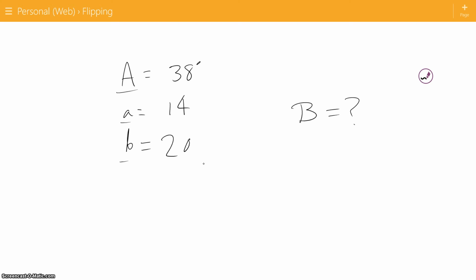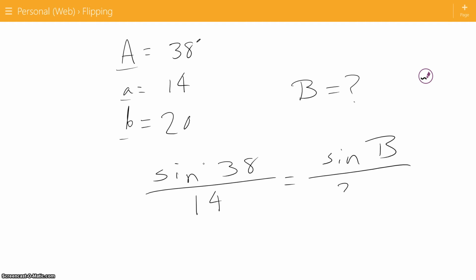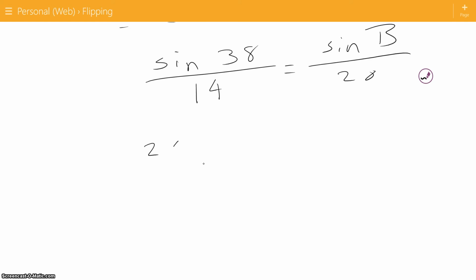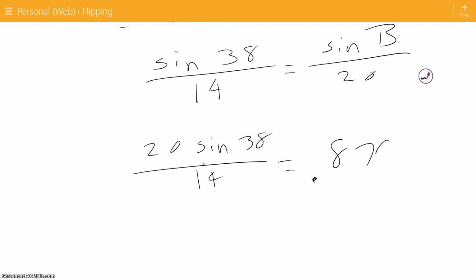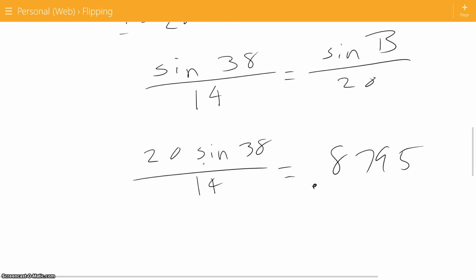Well, this seems simple enough. I would set it up. How? Use your law of sines. Sine of 38 over 14 equals sine of big B over 20. Algebra that out. You get 20 times the sine of 38 over 14 equals 0.8795, rounded of course, but that is for the sine of b.